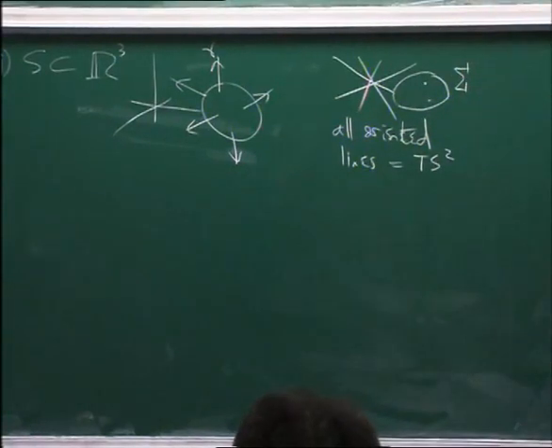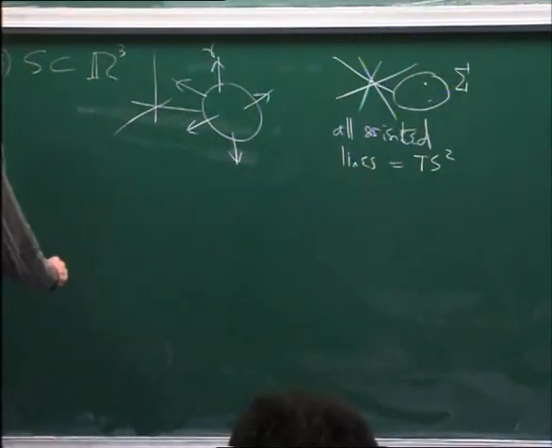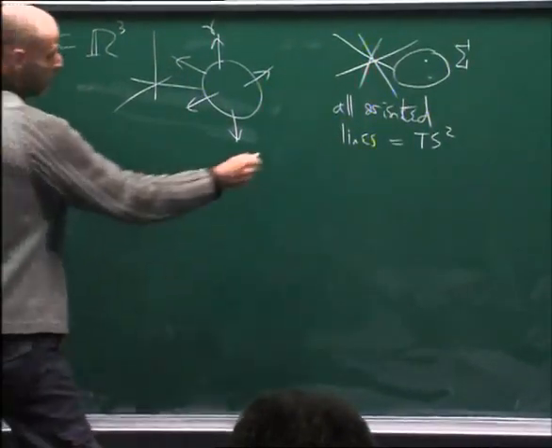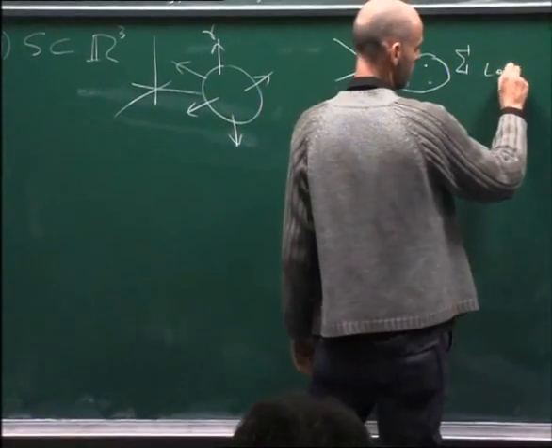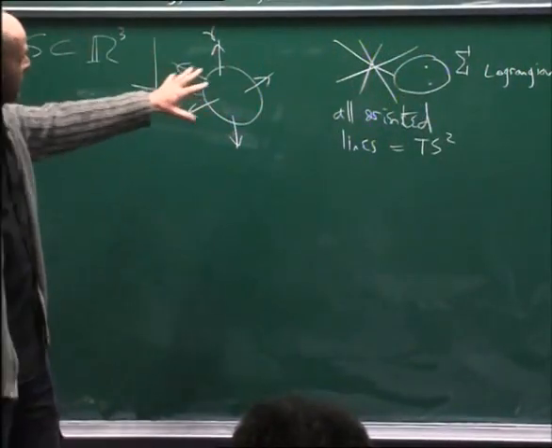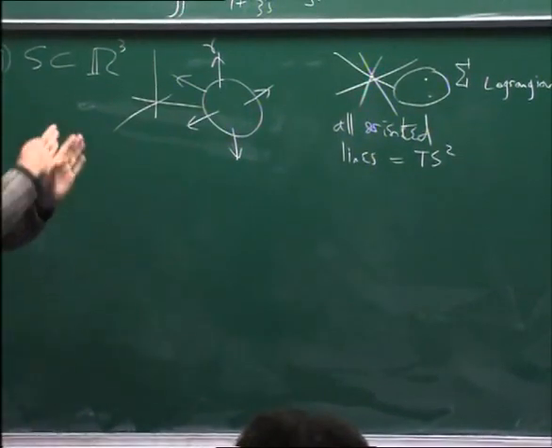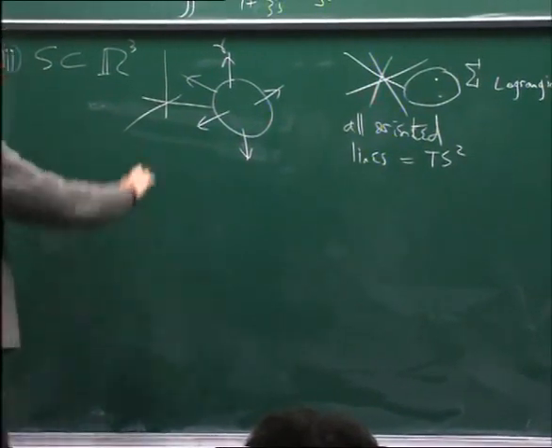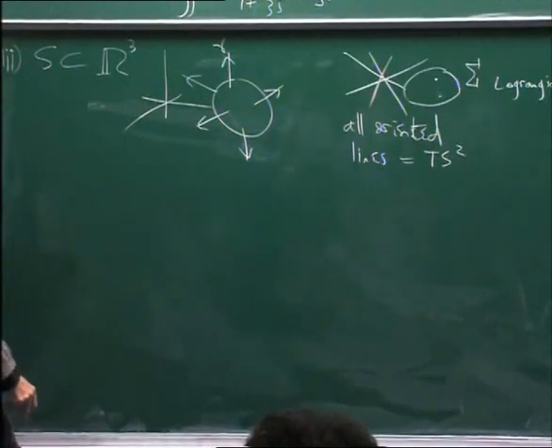So you get a surface in the space of oriented lines. Now what we show, and I won't go through the proof, is that this surface turns out to be Lagrangian with respect to the canonical symplectic structure, because it comes from a surface in R3. So these are integrable as you go around these lines.